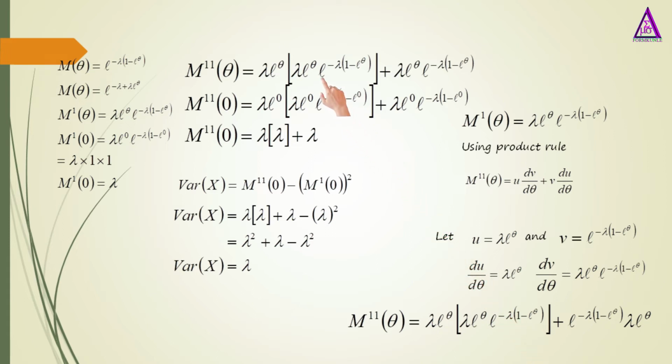In equation 1, when theta equals 0, any place we see theta, we replace it with 0 in equation 2. Therefore, in our equation 3, we have lambda into the bracket lambda plus lambda. So therefore, the variance of the Poisson distribution using the moment generating function is also lambda.